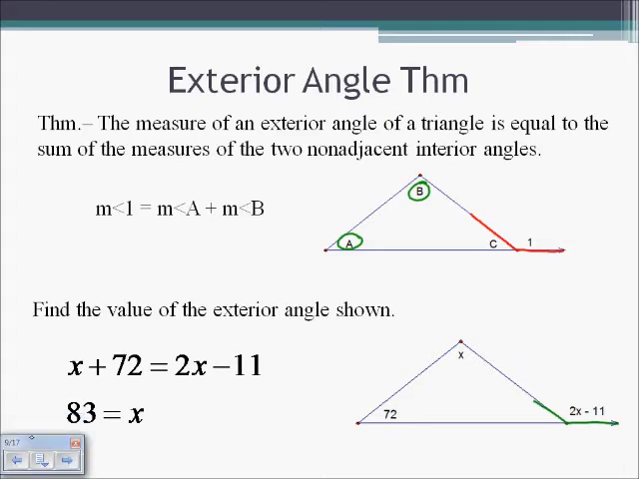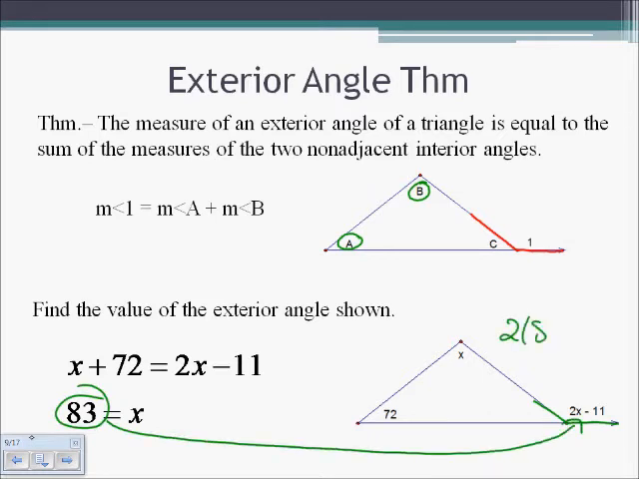We can go ahead then and subtract x on both sides and add 11, leaving us with x as 83. And if we're looking for the value of the exterior angle shown, we'll take this 83 for x, replace it in for the exterior angle. We'll have 2 times 83 minus 11. That's 166 minus 11, or 155 degrees. Final answer, 155 degrees.